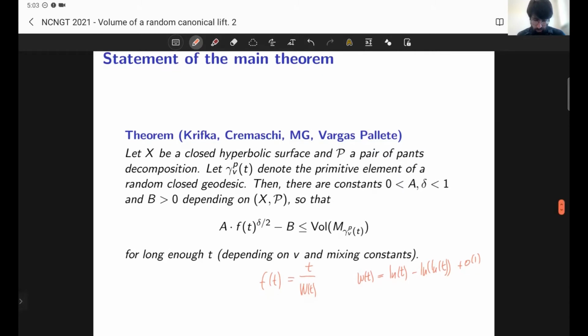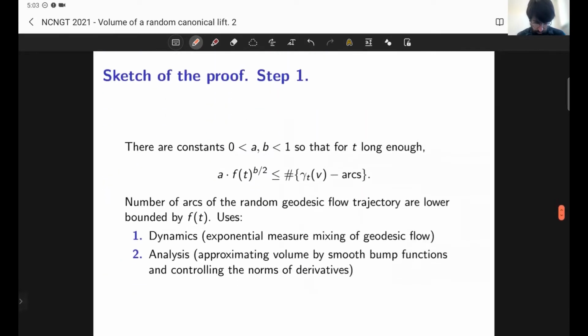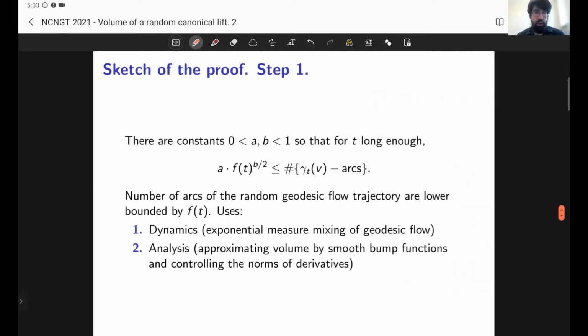And so let's start with the sketch of the proof. The proof proceeds in 3 steps. The first step is dynamical. In the first step, we will do the counting. We will count the number of arcs of the closed curve that we obtain when we build this random closed geodesic. So if you remember, the random closed geodesic was obtained by pulling tight a curve that was constructed by following the geodesic flow for a very long time t, and then closing off by a short segment.